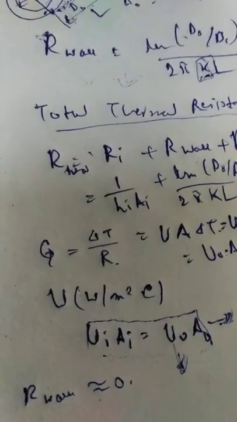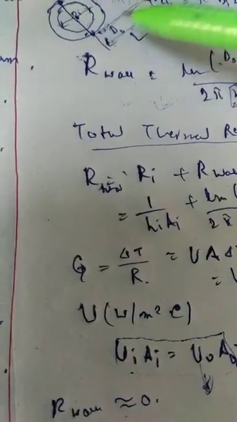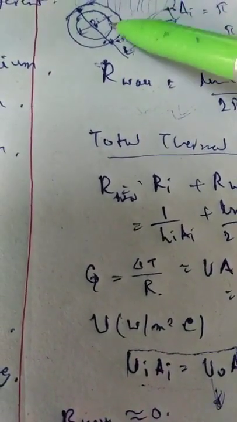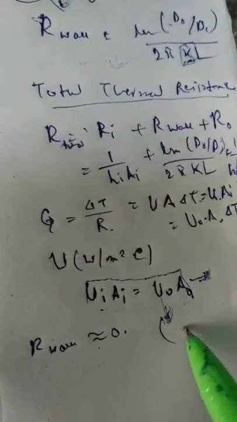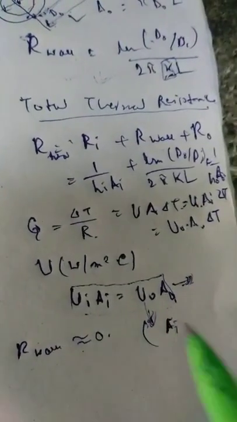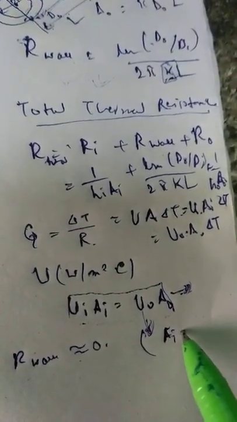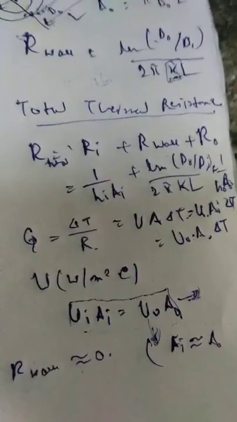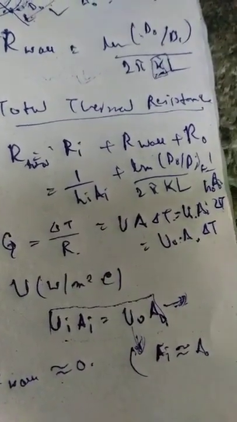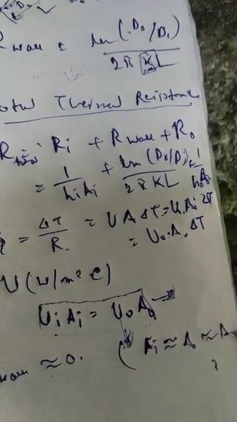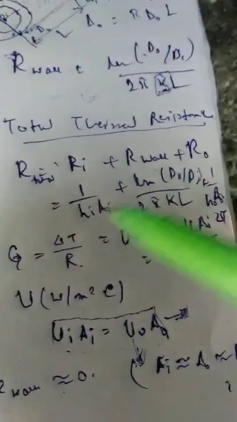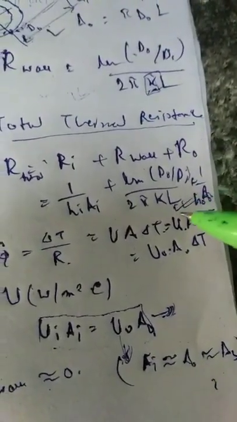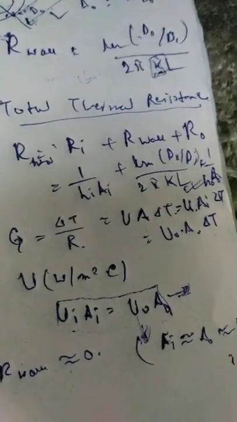Now when this thickness is very small, the inner and outer surfaces are almost identical. We can assume them to be almost identical, that is, AI is identical to A naught, and we will assume that as equal to AS. So this equation for the overall heat transfer coefficient gets simplified.